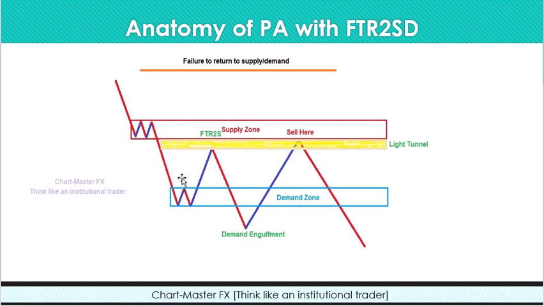So guys, this is how you can spot the FTR to supply or demand on the live market. So guys, the first thing that you need to spot in the market is the supply zone. Once you have a supply zone, the price fails to reach the supply zone. And once the price fails to reach the supply zone, then you can draw your light tunnel. Once you have a light tunnel, then you wait for the price to engulf this cap area. Once the price engulfs this cap area, then the price needs to come back to the light tunnel. Once the price comes back to the light tunnel, that's where you can place your trade.